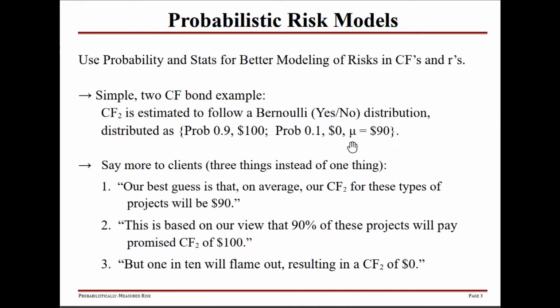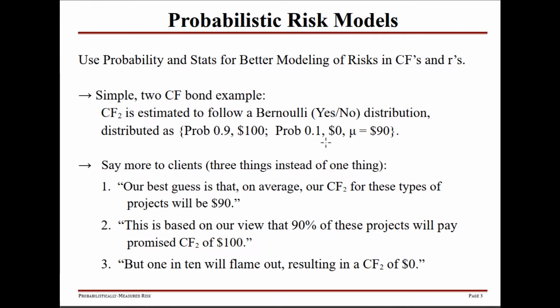So 13a is about introducing probabilistic risk models for us. In general, the idea here is that we're trying to use probability and statistics to get better modeling of the risks of our cash flows and our discount rates. So if we take a simple two cash flow bond example, say cash flow 2 is, in this case, estimated to follow a Bernoulli distribution. That's a yes-no distribution, distributed something like this, a 90% probability that we're going to get the as-promised cash flow 2 of 100, and a 10% probability that we're going to get 0 if the managers of the company screw up, right?